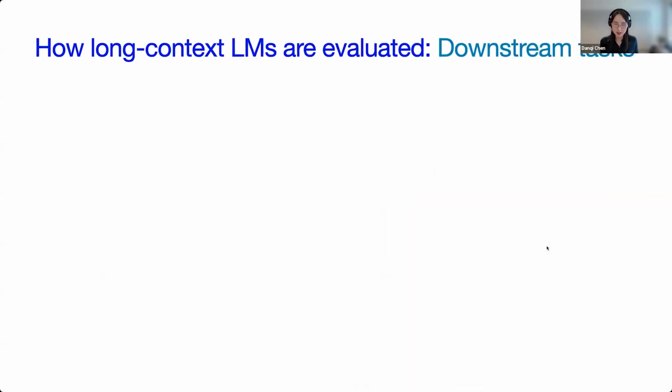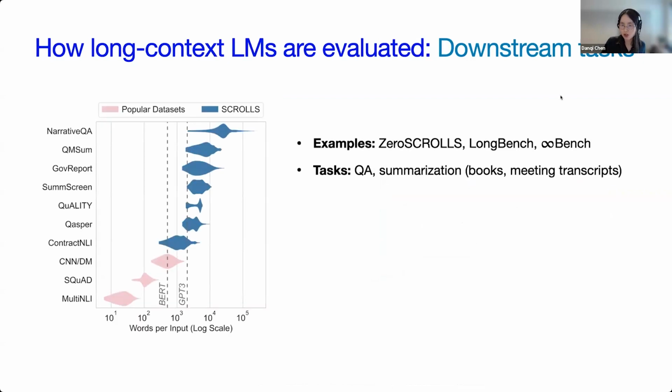So on the other end of the spectrum, there are also a lot of evaluation benchmarks that try to focus on downstream tasks. I'll just list a bunch of the benchmarks here in the space, including ZeroSCROLLS or LongBench or InfiniteBench and many others. These benchmarks primarily evaluate real-world tasks like question answering or summarization over books or meeting transcripts. Here is a figure I took from the SCROLLS benchmark.